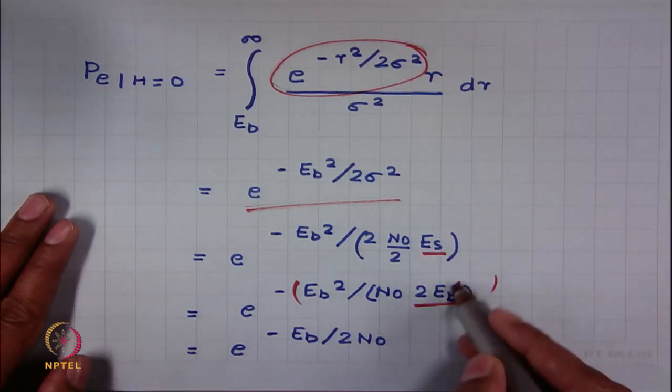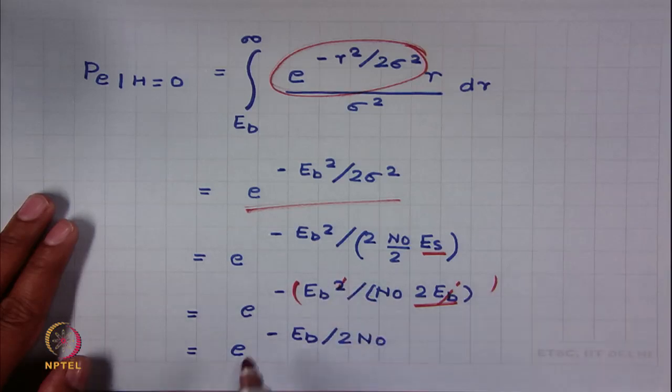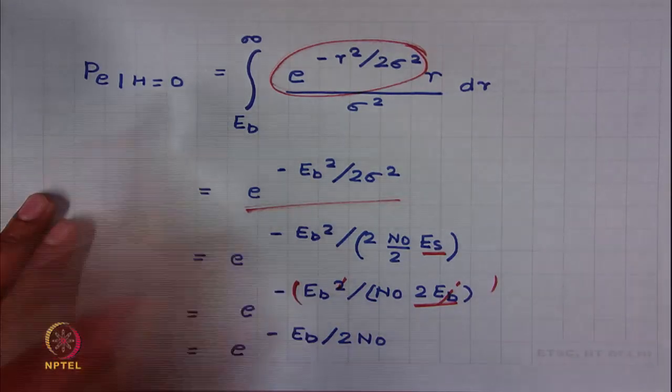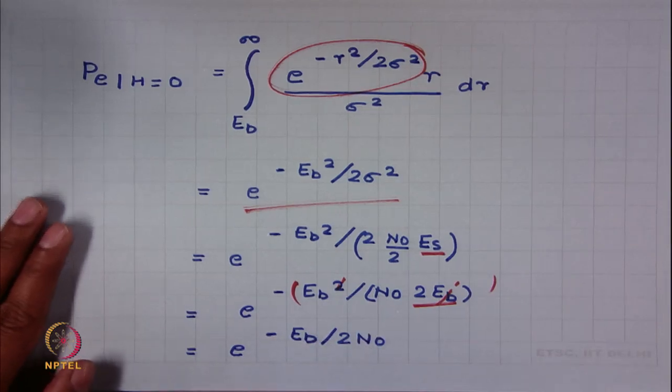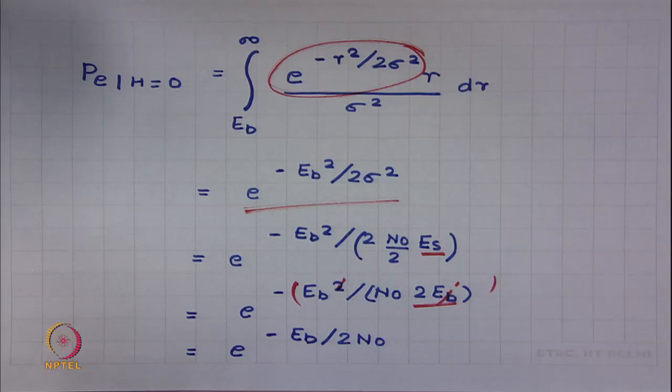So, 1 E b cancels with 1 E b. So, I get the probability of error given hypothesis 0 is transmitted as e to the power minus E b by 2 n naught. So, it is straightforward, not that complicated.